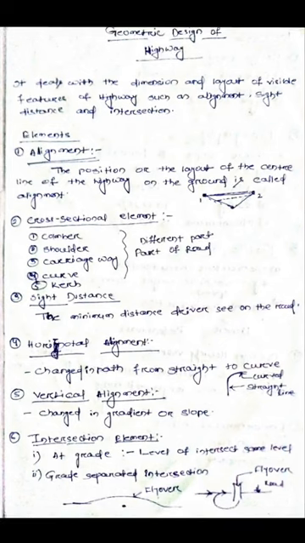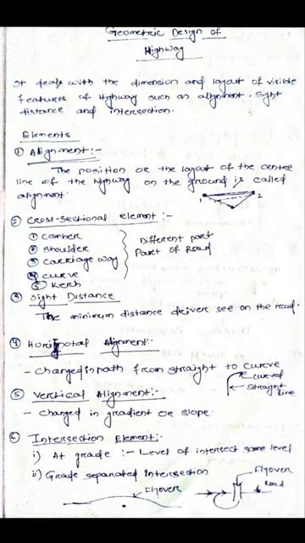First, geometric design of highway. It deals with the dimension and layout of visible features of a highway such as alignment, sight distance and intersection. These are the elements which make up the geometric design of a highway.